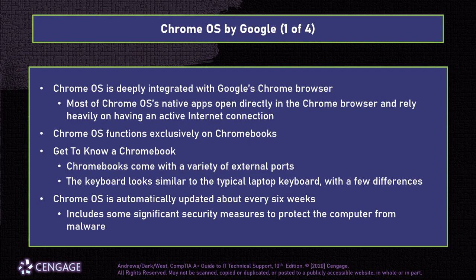Chrome OS is heavily integrated with Google's Chrome browser. Chrome is, of course, a very resource-heavy browser with a lot of functionality possible. Most of Chrome OS's native apps will actually open directly in the Chrome browser itself, and it relies heavily on having an active internet connection. Chromebook is the only place that you're going to find Chrome OS.